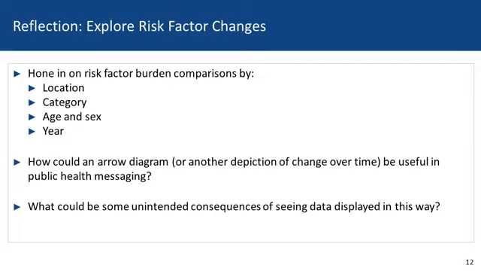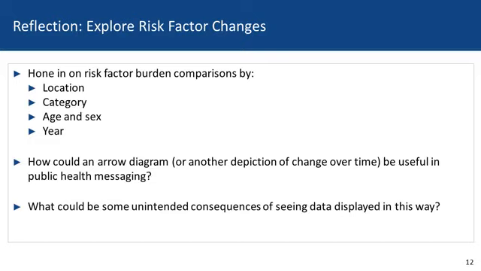Now, explore changes in risk factors that you might see. Hone in on risk factor burden comparisons by location, category, age and sex, or year. Consider the following two questions. How could an arrow diagram or another depiction of change over time be useful in public health messaging? Second, what could some unintended consequences be of seeing data displayed in this way?